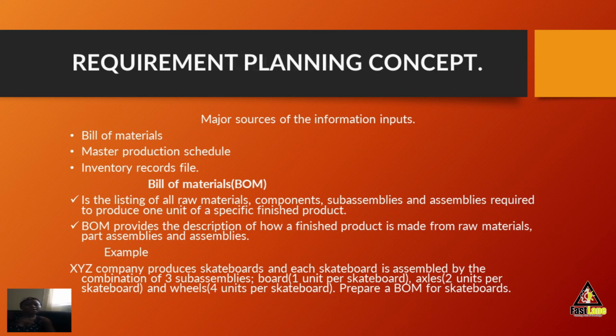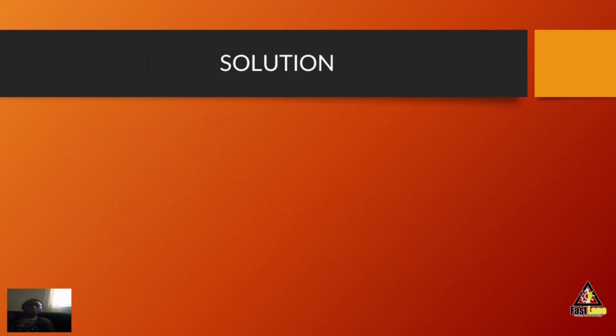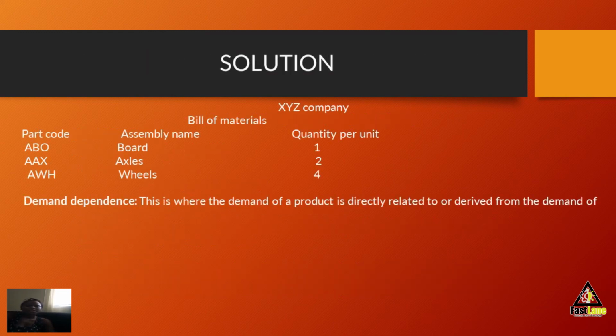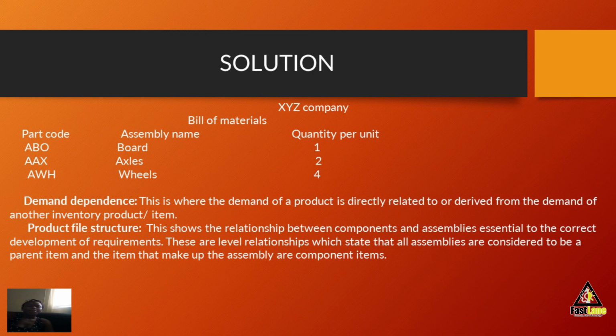This is how you prepare your bill of materials. You put the name of the company, which is XYZ company. You put the name of the document. Our document is the bill of materials, so we put bill of materials. Then now we have part code, assembly name, and quantity per unit.